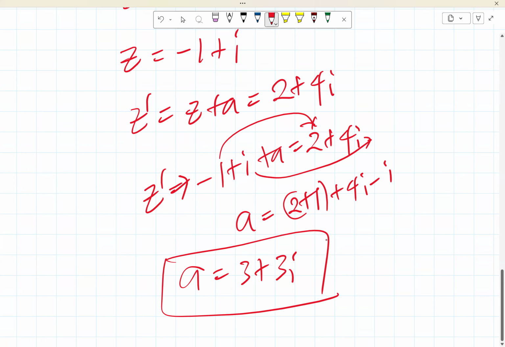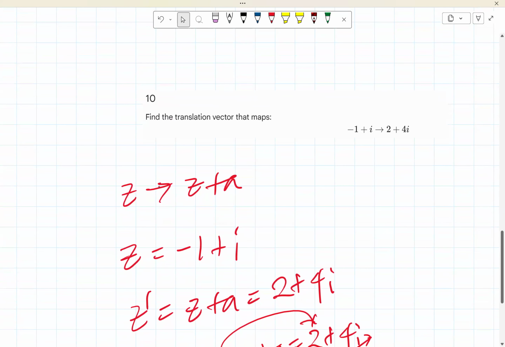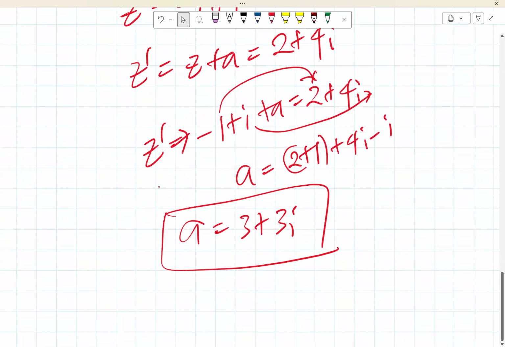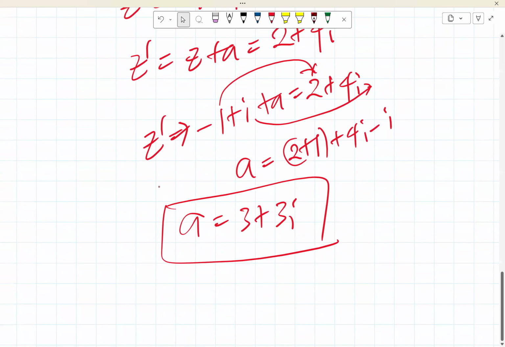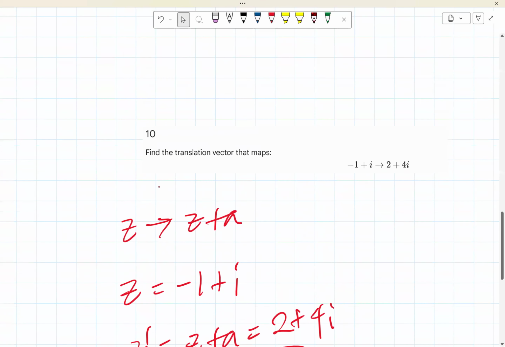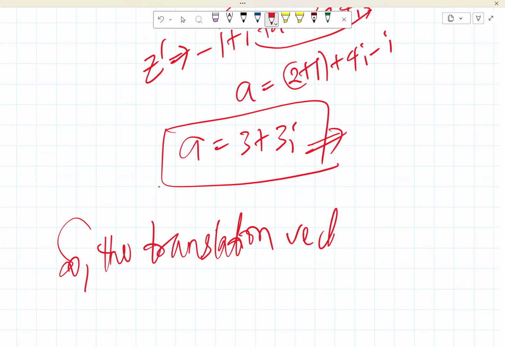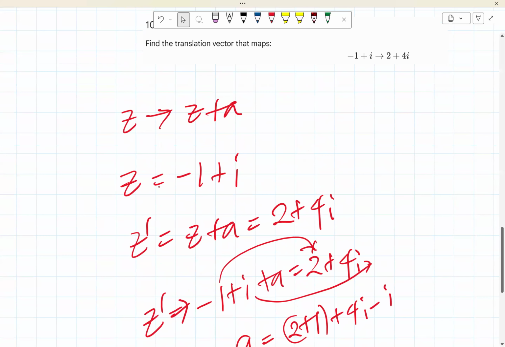Okay, so the question says find the translation vector that maps -1 plus i to 2 plus 4i. So this is the translation. This will be the translation vector. So the translation vector is 3 plus 3i. All right. And the original thing was z = -1 plus i, right?